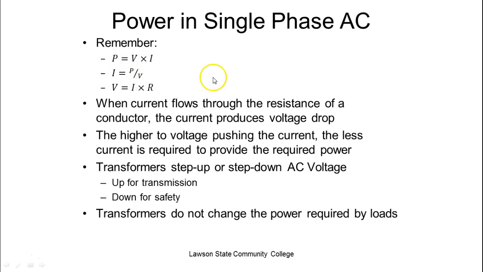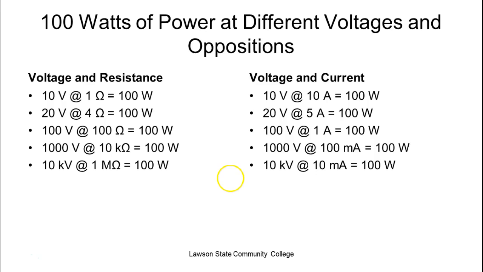So we'll look at this thing right here. What we can do with AC is, a transformer doesn't change the power, it changes the voltage. If the power into the transformer and the power out of the transformer are equal, that means if it steps up, there'll be less current required in the secondary than in the primary.